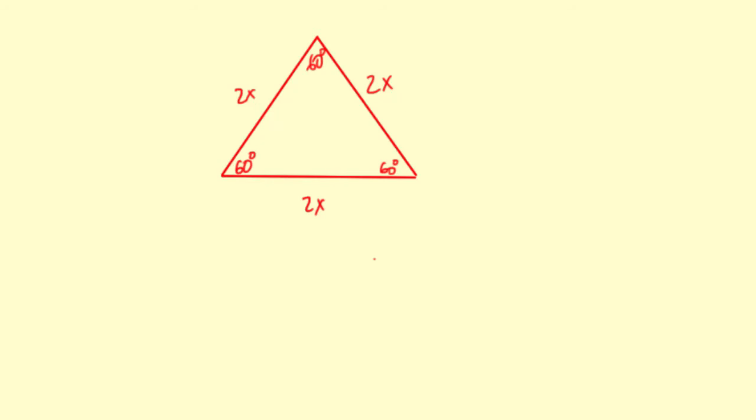So the big picture for this lesson is 30, 60, 90 triangles. I'm going to show you how you can find the side length ratios for any 30, 60, 90 triangle. Now here's how you derive that. First thing I'm going to do is make a 30, 60, 90 triangle.